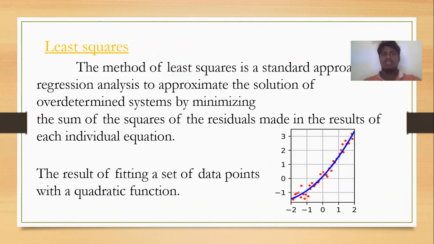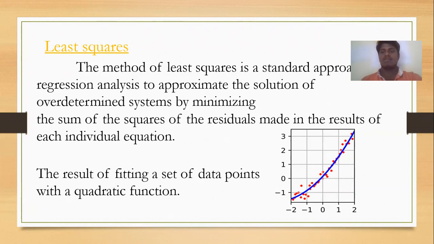Least squares. The method of least squares is the standard approach in regression analysis to approximate the solution of overdetermined systems by minimizing the sum of squares of the residuals made in the result of each individual equation. The result of fitting a set of data points with a quadratic function.